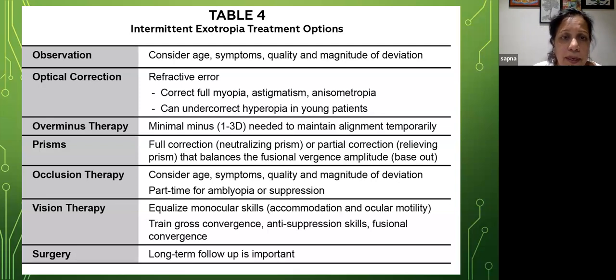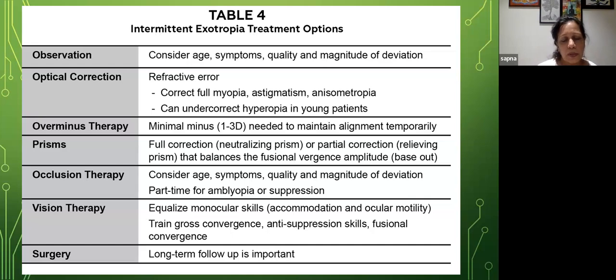If the child already has some amount of refractive error, then you can give an over minus. Over minus induces accommodation, which helps in controlling the intermittent exotropia. Over minus is around -1 extra, -1 to -1.5. You can also give prism corrections. Occlusion therapy I've already told.